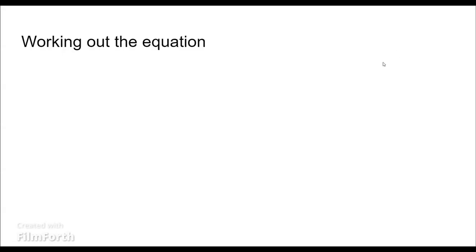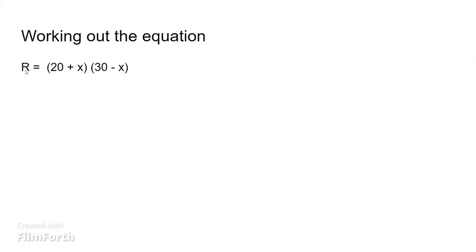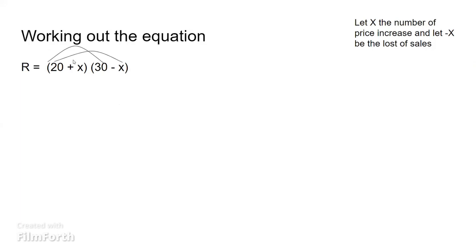Now that we know the formula, let's now do the equation. So let's start off with revenue equals 20, which would be the price, plus X, and 30, which is the quantity, minus X. Let X be the number of price increases, and let negative X be the loss of sales. So now let's cross multiply. So 20 times 30, 20 times negative X, X times 30, and X times negative X. This now would equal R equals 600 minus 20X plus 30X minus X squared.